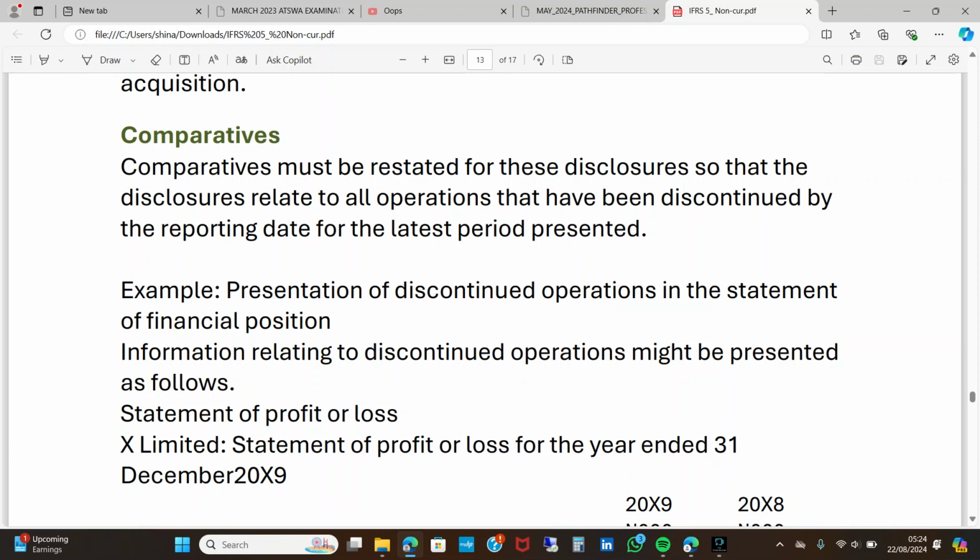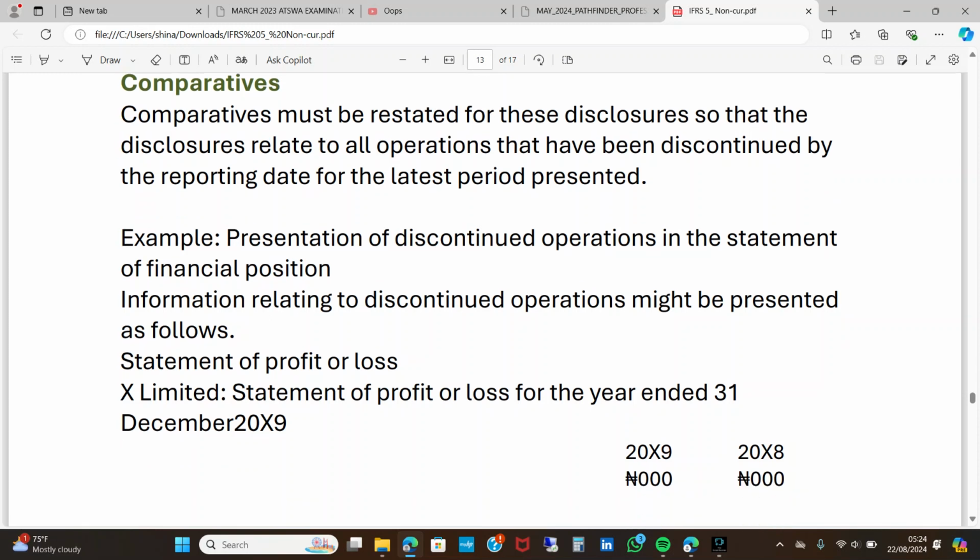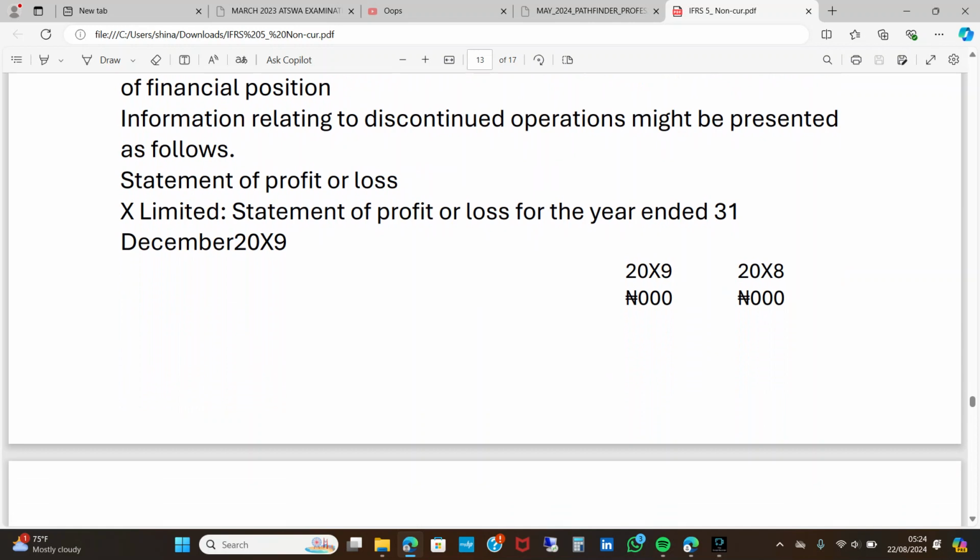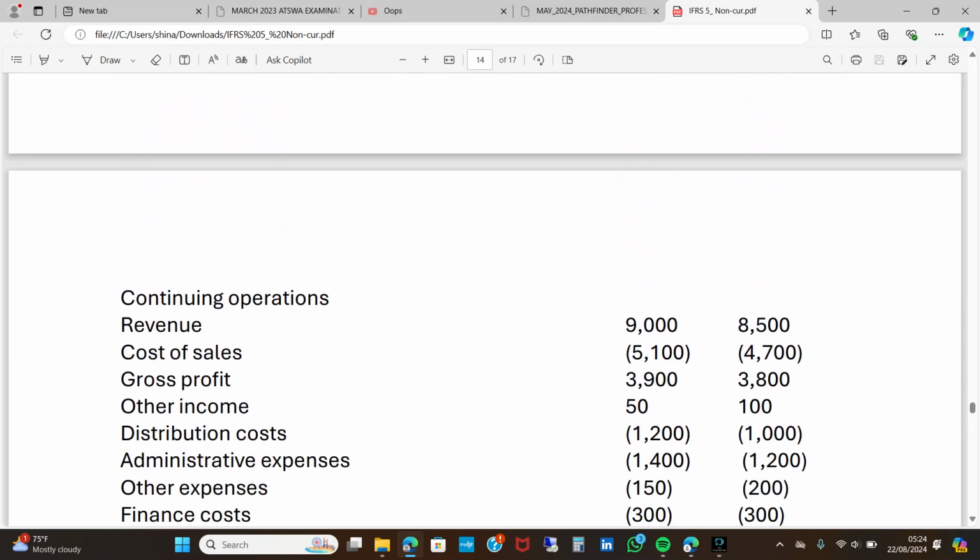Okay, now let's look at the example. I said I'm going to show a practical example. It says: example. Information relating to discontinued operation might be presented as follows. See, like a statement of profit or loss. X Limited. Now, this X Limited closed or shut down some part of their business operation, so we want to see how they are going to show that information in their statement of profit or loss. Now look at it. We have 20x9 and 20x8. Those are the years.